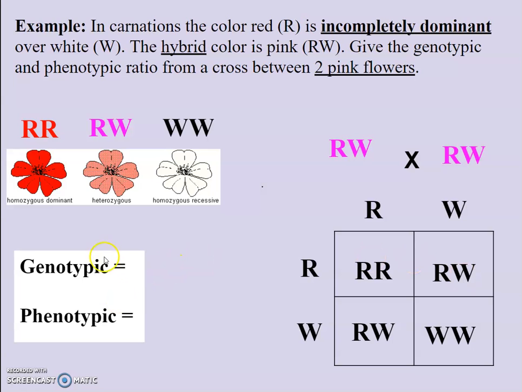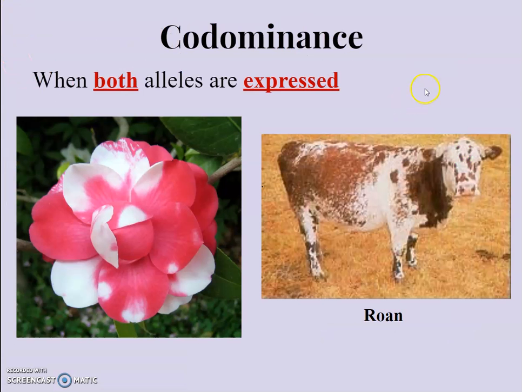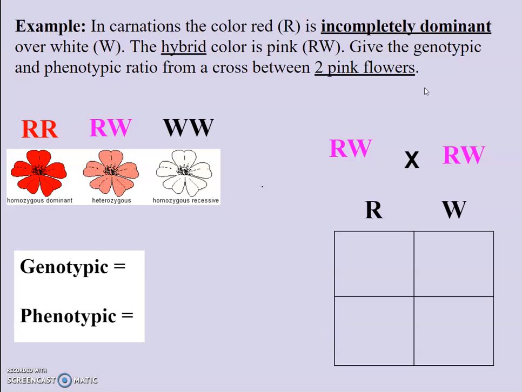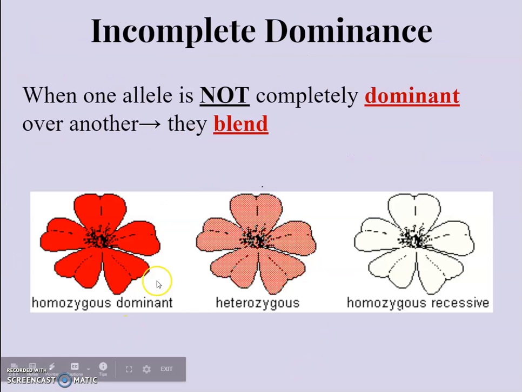Now we're going to first look at the genotypic ratio. You remember genotypic ratio is always talking about the letters. So you're going to have 1 RR, 2 RWs, to 1 WW. And then the phenotypic ratio is talking about the physical characteristics. So you have 1 red to 2 pink to 1 white. That was an example of incomplete dominance. Once again, incomplete dominance is where they're physically mixing together, so the heterozygote is always going to be a mix of the 2.